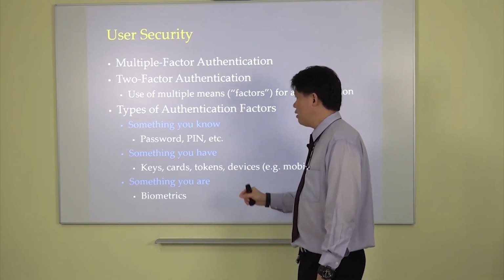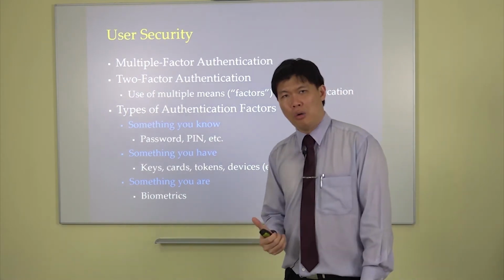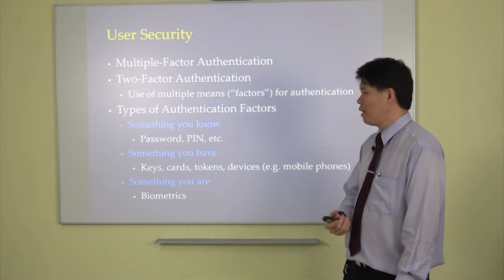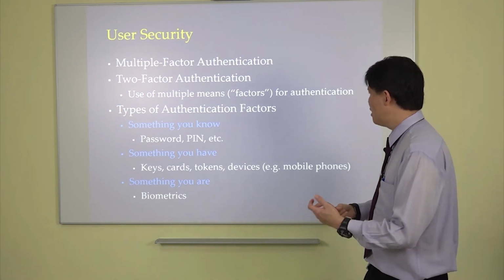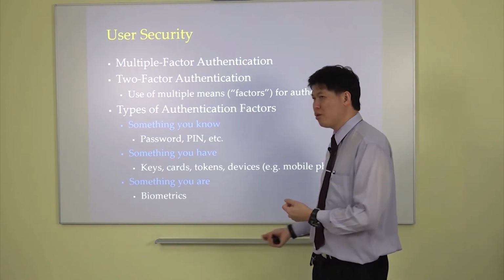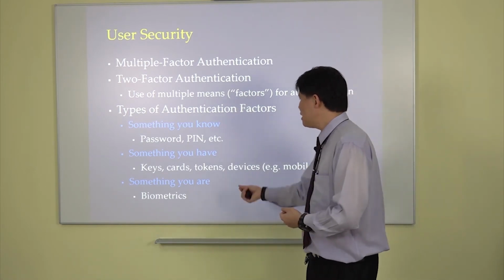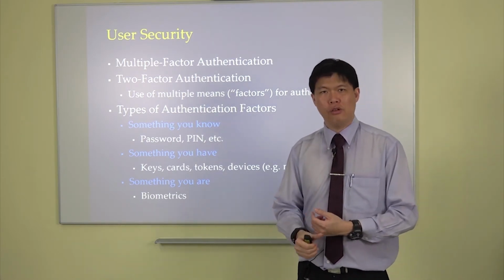The concept is there are three kinds of factors. The first factor is something you know, like passwords, PIN codes. And you have something you have, which is like a key, a card, or a token device, or a mobile phone where you can receive the one-time password or OTP. Okay? And something you are, which is your biometrics, your retina, your fingerprint, for example.